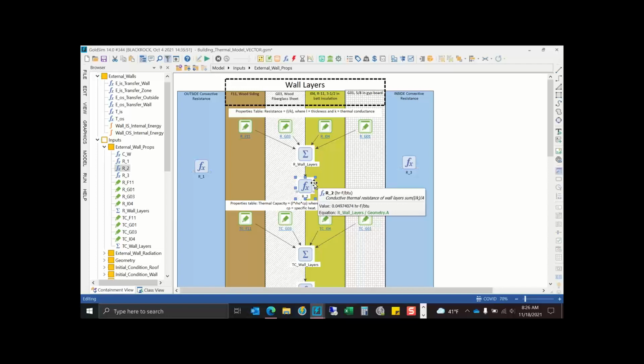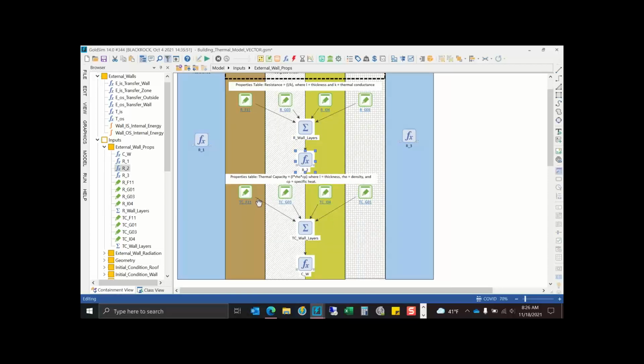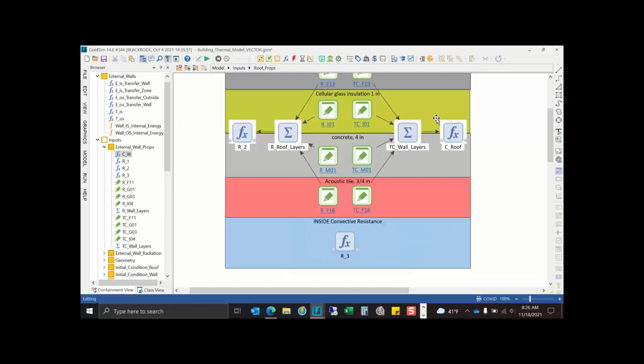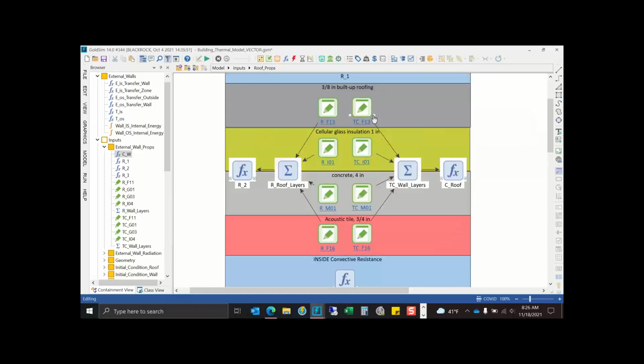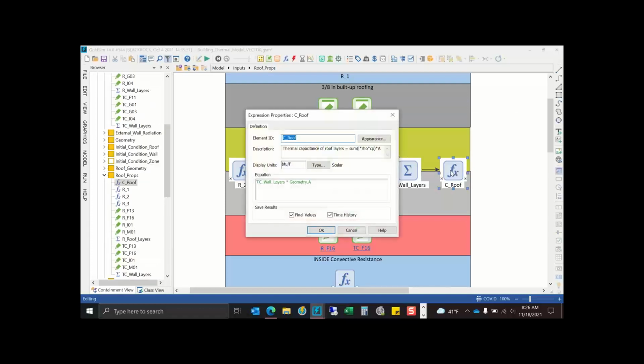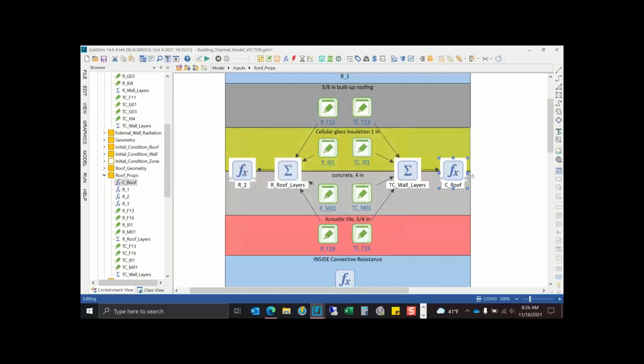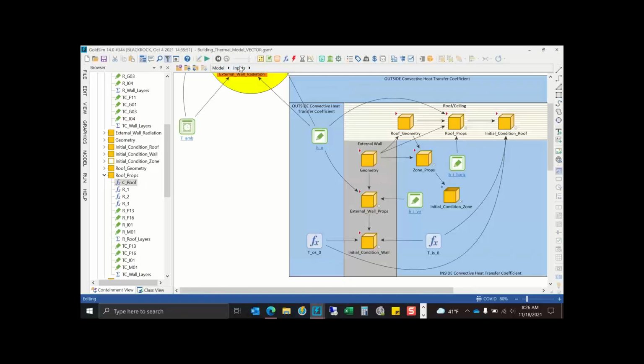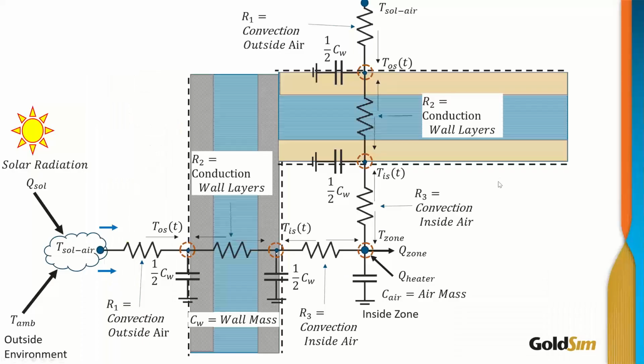And then the specific heat for each layer is also added into the wall specific heat. And the same method is used for the roof, where we combine the resistance into an effective resistance and the capacitance into one effective capacitance of the roof. Okay, so now we understand how to apply this equivalent thermal network to our building application.